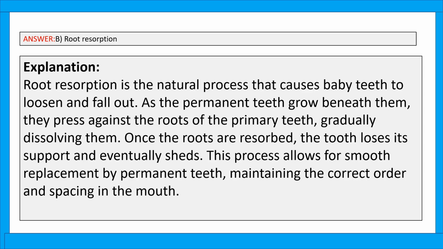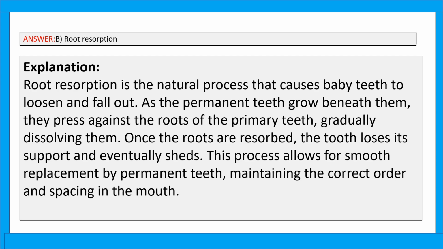Root resorption is a natural process that causes baby teeth to loosen and fall out. As the permanent teeth grow beneath them, they press against the roots of primary teeth, gradually dissolving them. Once the roots are dissolved, the tooth loses its support and is eventually shed. This process allows for tooth replacement by permanent teeth, maintaining the correct order and spacing in the mouth.